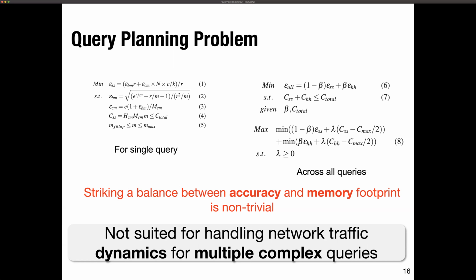So it is suited if you have fewer queries to run and the traffic does not change much over time. But if the traffic pattern changes a lot and the complexity of the query that you're trying to run is also very intense, then making it work with OpenSketch is very, very hard.